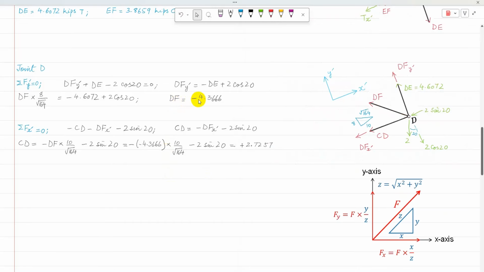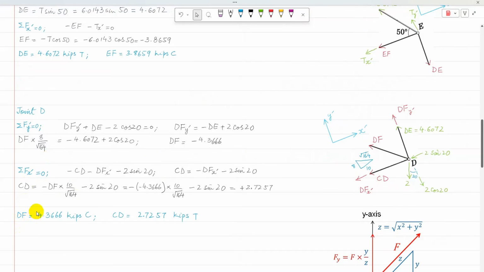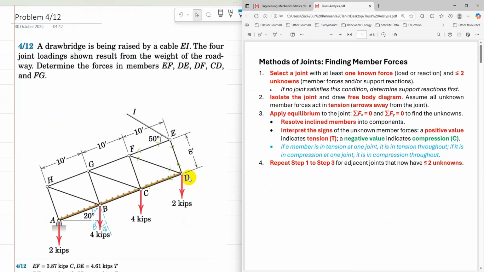Again, the interpretation of the sign: a positive value indicates tension and a negative value indicates compression. DF is negative, so it is compression, and CD is positive, so that member force is in tension. So the member forces at joint D are DF is 4.3 kilopounds in compression and CD is 2.7 kilopounds tension. After solving joint D, the adjacent joints are C and F. At C, there are three unknowns, so it is not possible to solve joint C at the moment.